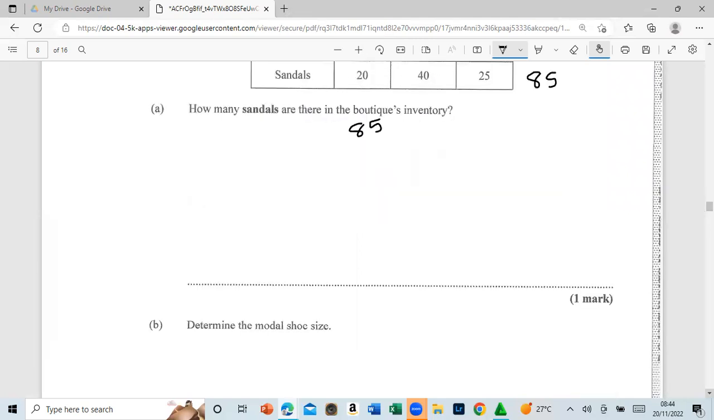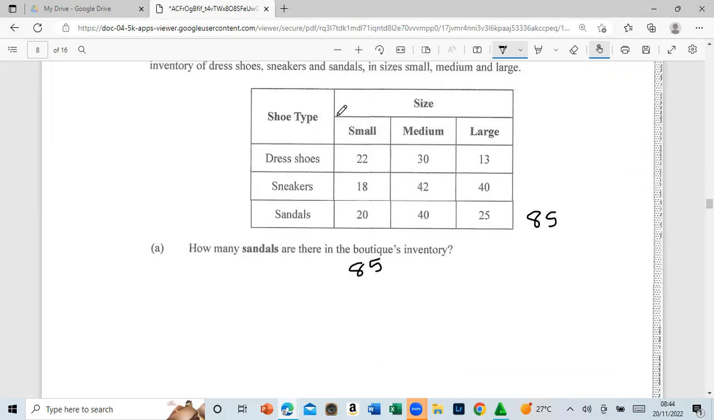Let's see, determine the modal shoe size, the modal. So the one that occurs the most. All right, so since it's modal shoe size, we're going to find it by the color. We're going to total all the small, all the medium, and all the large. I think I'm going to color code this one.